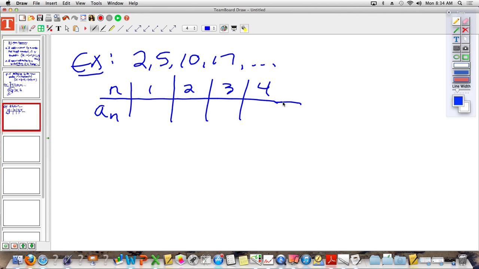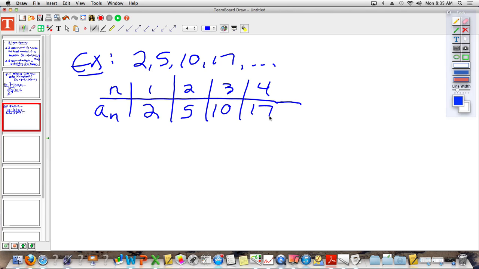What is the very first term? Very first term is 2. What is the second term? 5. Second term is 5. The next term is 10. The next term is 17. So, if it's helpful, go ahead and do this. You might not need to do this.